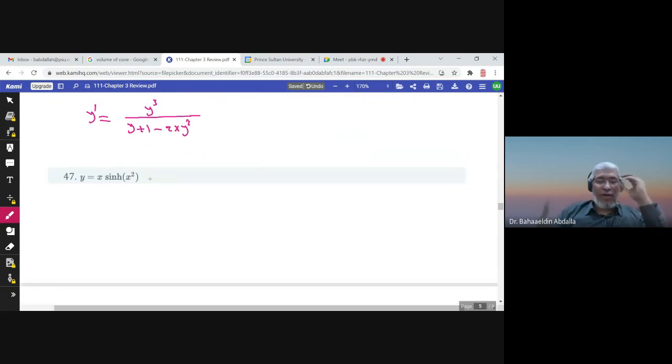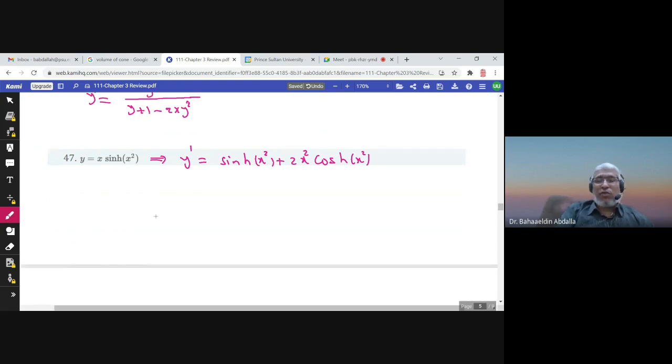I have a product here. So y prime: derivative of x is 1 times hyperbolic sine of x squared plus x times derivative of sinh, which is cosh x squared times 2x, the derivative of x squared. So there will be 2 here and another x here, 2x squared.